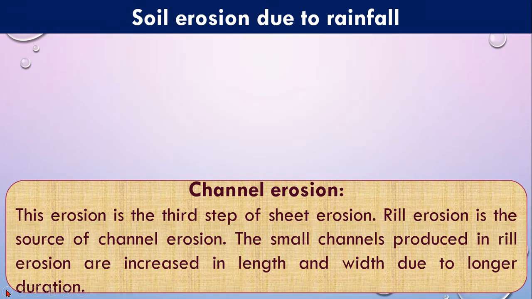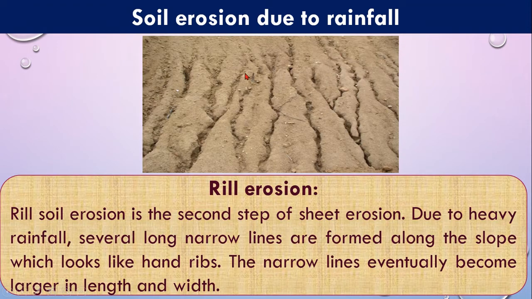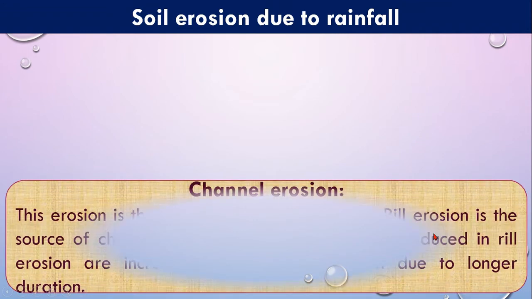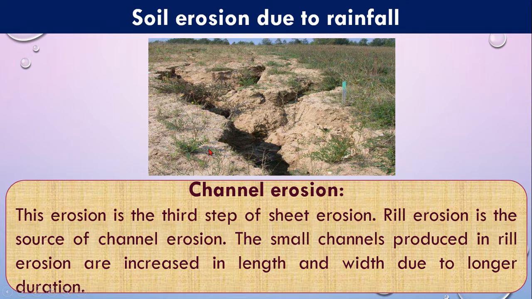If you have a look at the previous one, rill erosion, the drain is very small because this is the starting phase of the erosion. And then if you look again at channel erosion, you can see this one is bigger. So this is called channel erosion, and this is the third step of natural soil erosion due to rainfall.